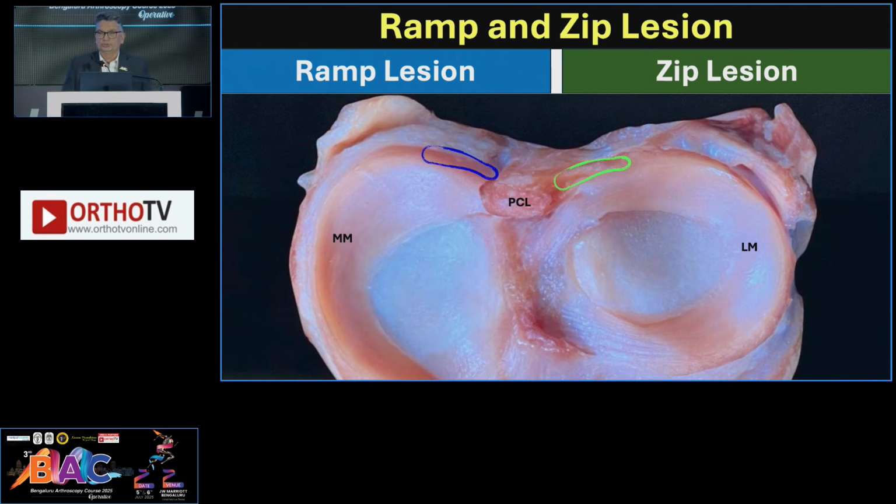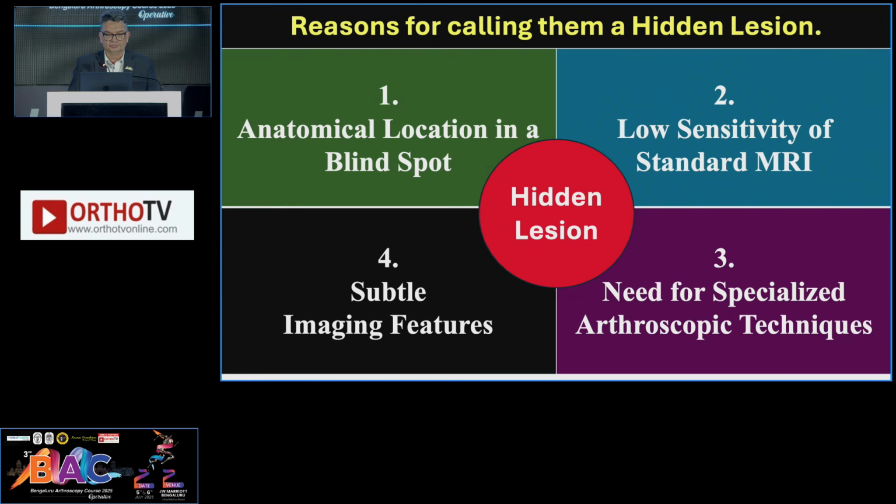Okay, so what I'm going to talk about is the two lesions behind the meniscocapsular junction of the medial meniscus, which is the ramp lesion, and the recently recognized JIP lesion, which is the meniscocapsular junction tear of the lateral meniscus. These lesions are called hidden lesions for various reasons.